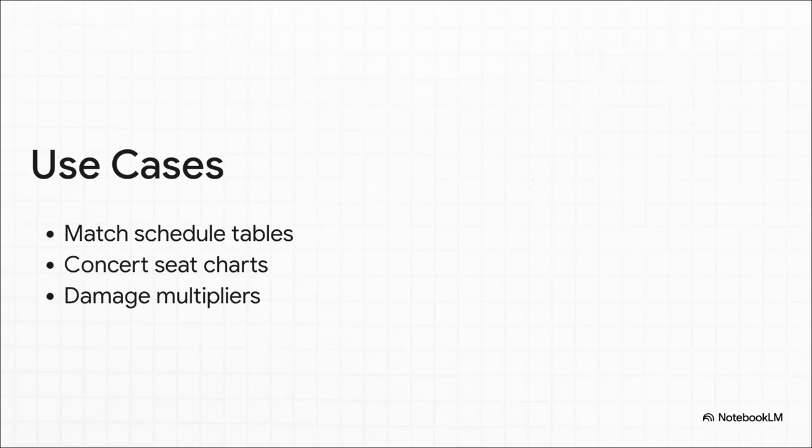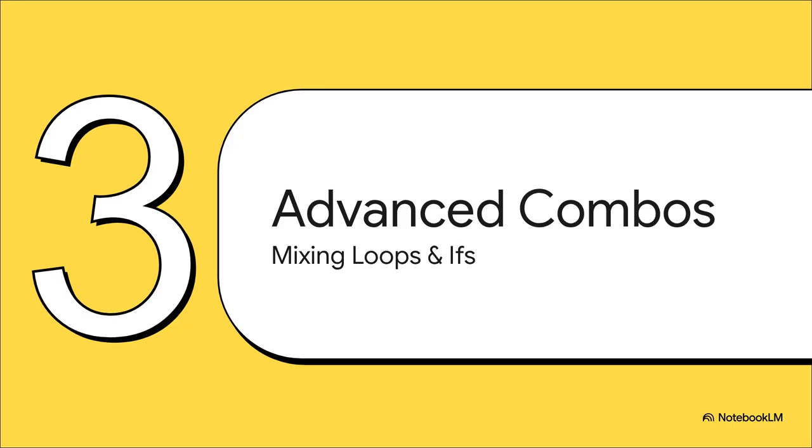This pattern is the absolute backbone for stuff like tournament schedules in sports games, seating charts for concerts, row 10, seat 5, and even complex tables in role-playing games, like calculating how much extra damage a fire spell does to an ice monster. Now let's kick it up a notch. Things get really interesting when we start mixing and matching our if statements with our loops. This is how we can filter through data or make an action happen only when the time is right.